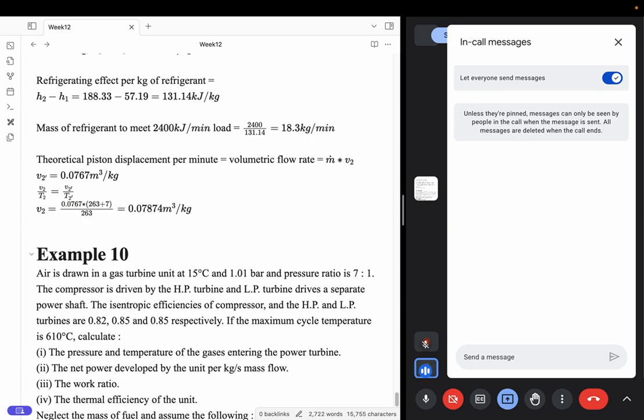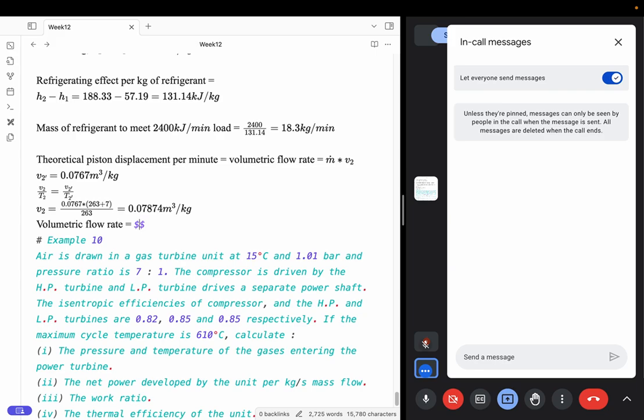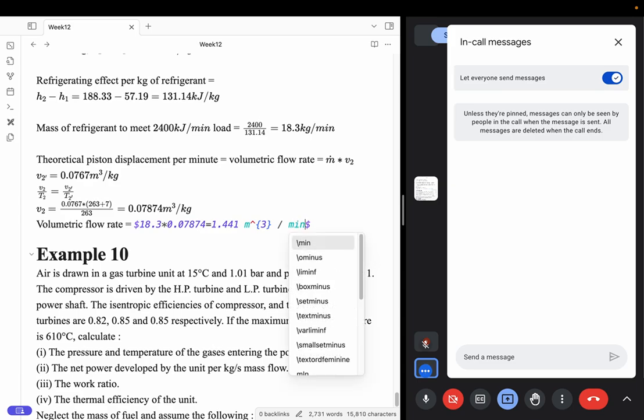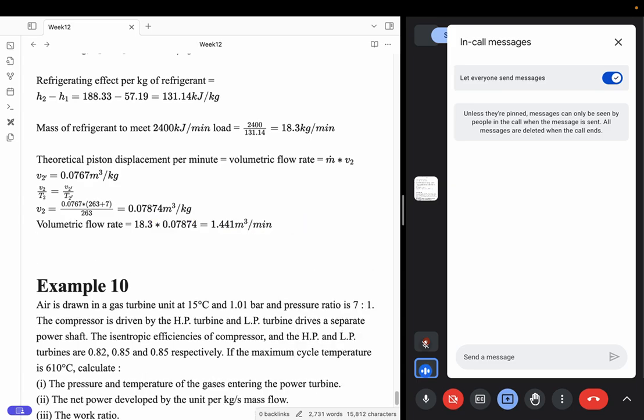So the question is to calculate the volumetric flow rate. This m dot, which we already calculated before, 18.3 times 0.07874 comes to around 1.241 meter cube per minute. So the flow rate is calculated.